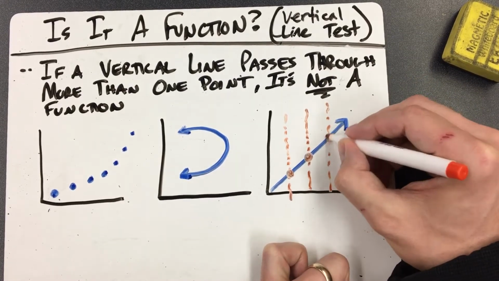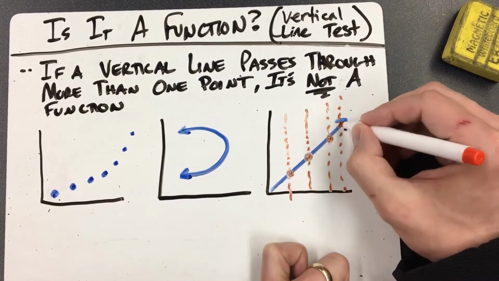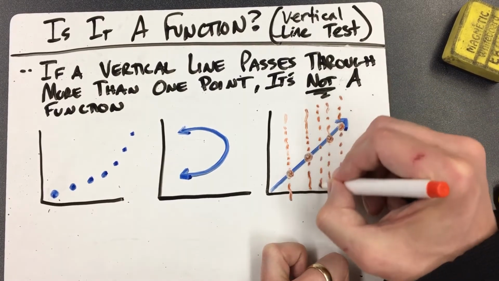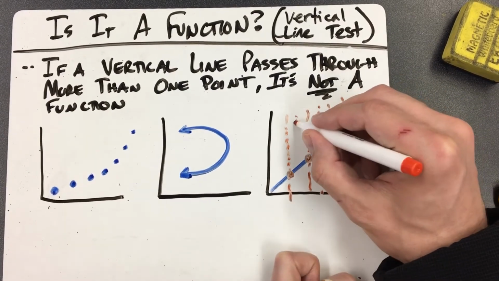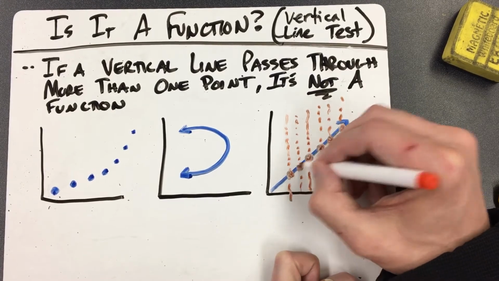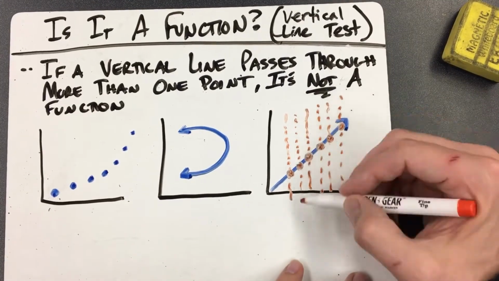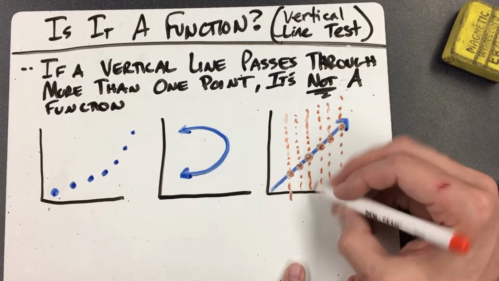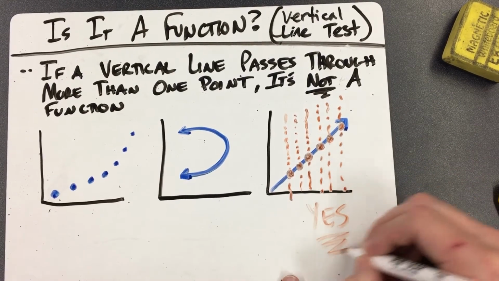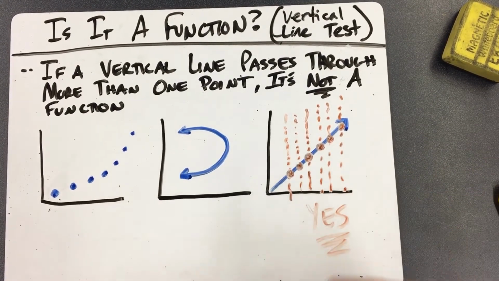Like here, I'm drawing vertical lines. I like to do them kind of dotted so they don't mess up the graph. No matter where I put these vertical lines, do you see how it's only touching it in one spot, right? It's only intersecting in one spot. If it goes like this, where your vertical lines only hit it one time, then it is a function. My marker's kind of dying on me there. Yes, that is a function.